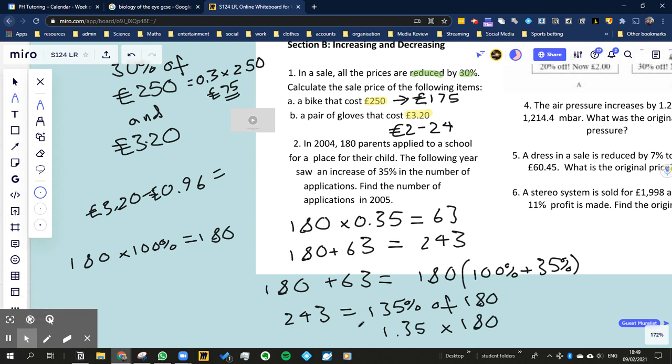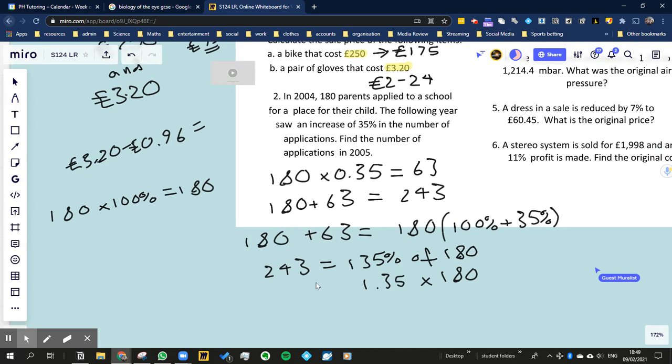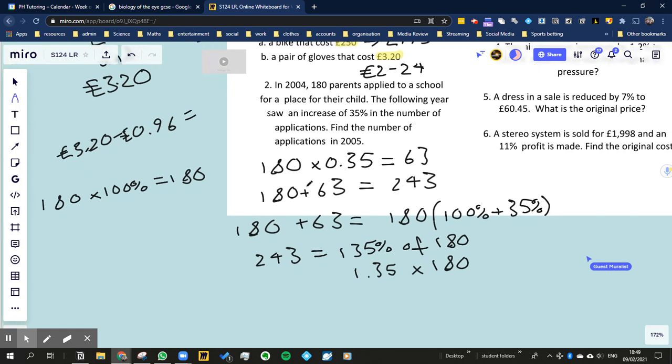So basically the shortcut here would be, rather than doing 35% then adding it to the original value, just straight away with one sum, just do 135% of 180, which is just 1.35 times 180. And you do that, you should find the answer is 243. So in the same way, that would be if it was an increase.